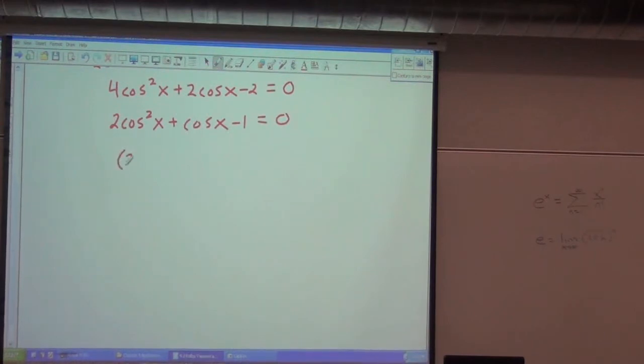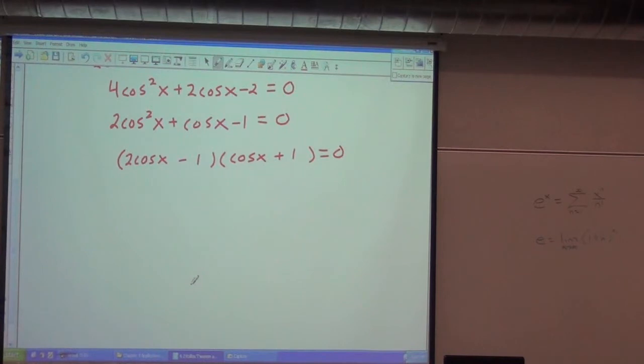I know it's got to be a 2 cosine times something, and then the other thing's got to start out with cosine. That's the only way to get 2 cosine squared. And we want to wind up with negative 1, so one of these has to be a positive 1 and negative 1. But we want the middle term to be positive. So 2 cosine x minus 1 and cosine x plus 1. That would get us here a 2 cosine minus cosine like that.